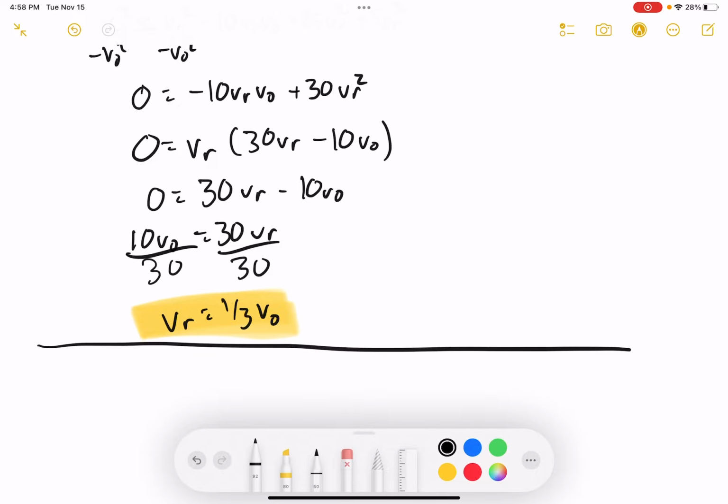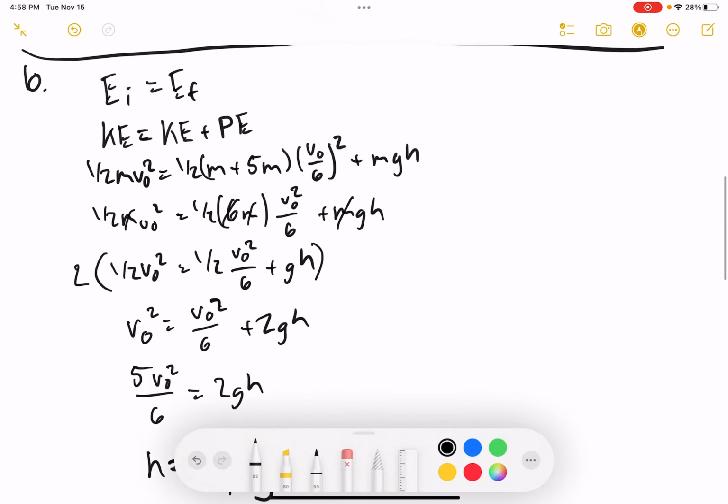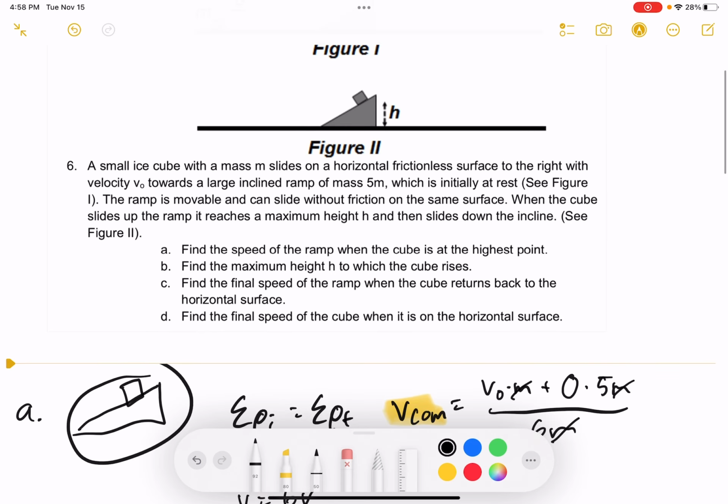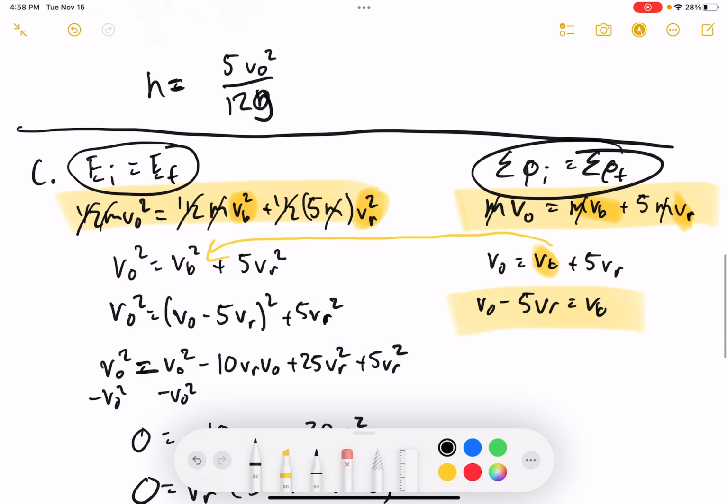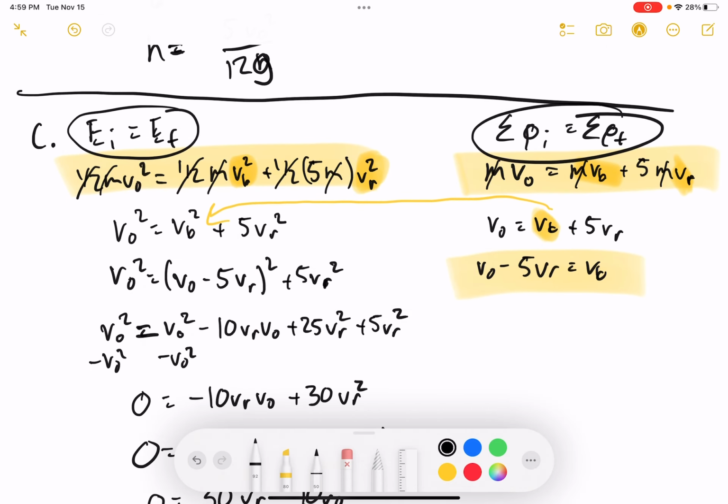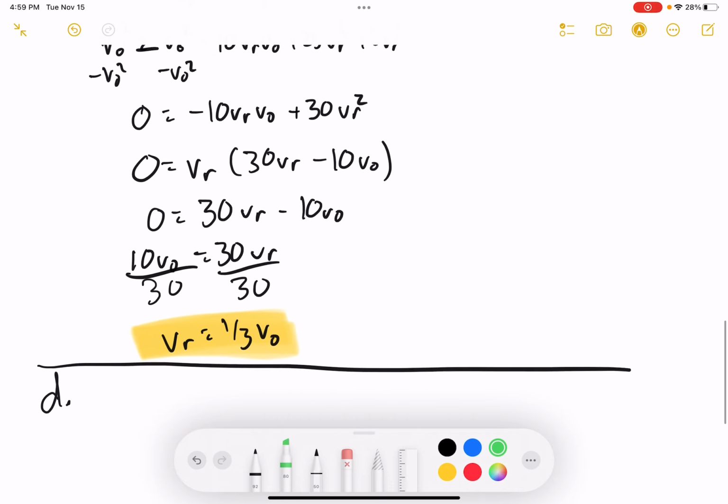Okay? Now, we can go ahead and look at part D. Okay? So part D says find the final speed of the cube when it is on the horizontal surface. Okay? And so what this is really saying is go back and look at part C and solve this equation here, but this time I need to solve for the velocity of the block. Okay?